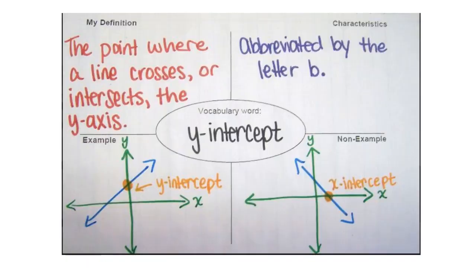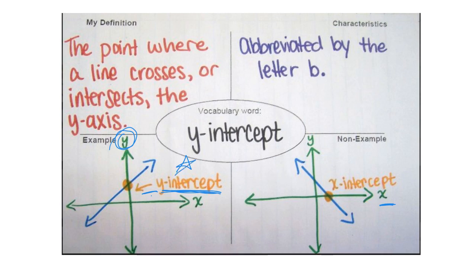First of all, let's talk about the y-intercept. The y-intercept is the point where a line crosses or intersects the y-axis. So that is very important. And here's an example of it right here. Wherever it crosses the y-axis is the y-intercept. On this side shows you the x-intercept, but you don't need to look at this at all until algebra. We are only concerned with the y-intercept.